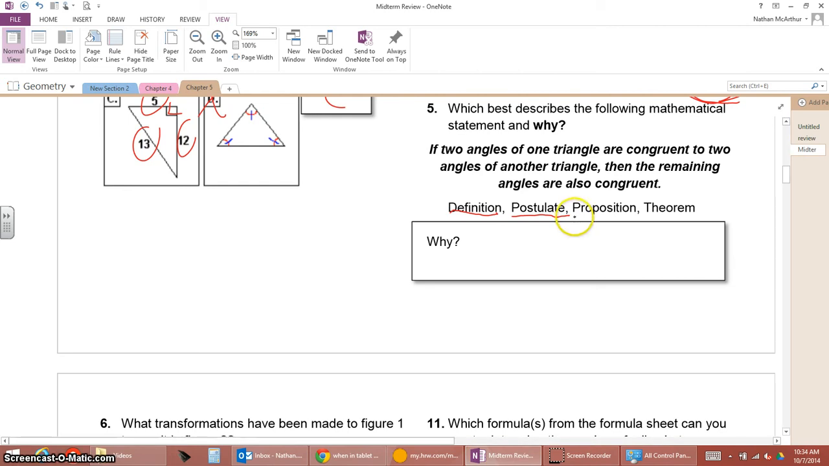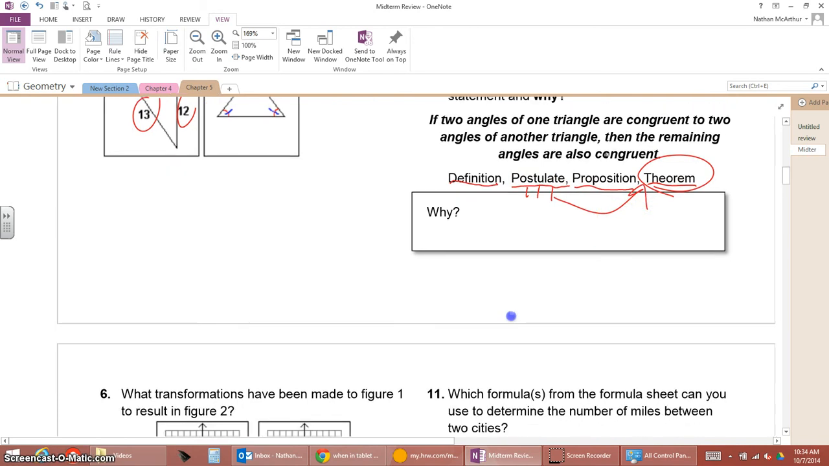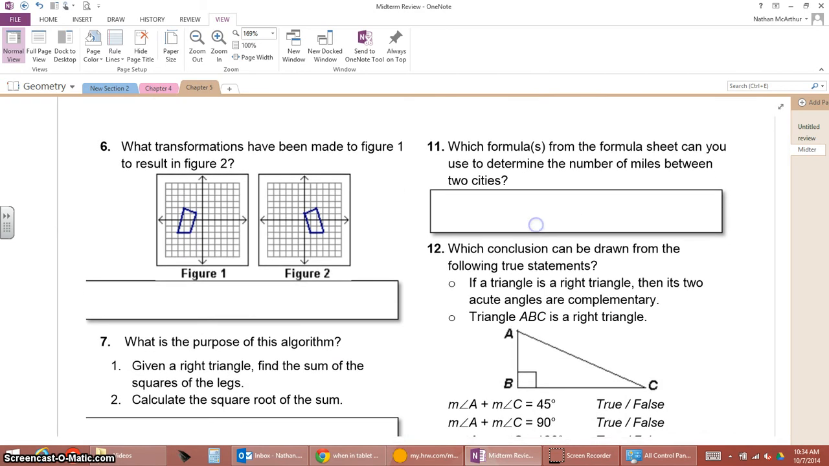Okay? A proposition, I don't think we've talked about that in this class thus far, but that's something that you're proposing to be true or not. A theorem is something that required multiple postulates in order to prove. So a postulate creates a theorem, or a couple of postulates create a theorem. But it looks like out of those four options, I would say it's a theorem. And my reason why is because multiple postulates were used to create this concept. That's just my opinion. I'm not even sure if I'm right. So that's what I would put.